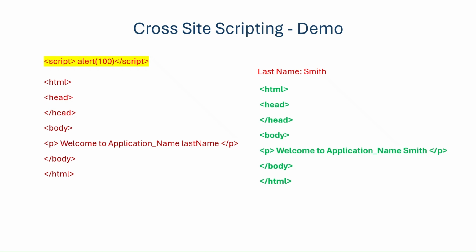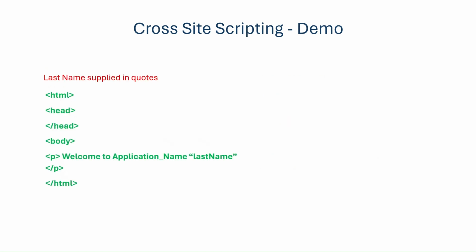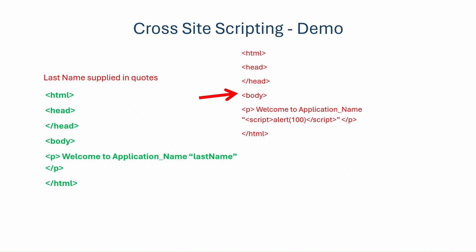In our example, the supplied values are enclosed in a paragraph tag. Now, for some reason, if the application developer decides to enclose the supplied value in quotes, the code will look like the same code, but with the last name enclosed within quotes. If you supply a normal script like the one we discussed a few seconds ago, execution will not happen due to a syntactical error, since the code will now look like what you see on the screen, where you have welcome to application name and your script enclosed within quotes, which means it will not get executed.